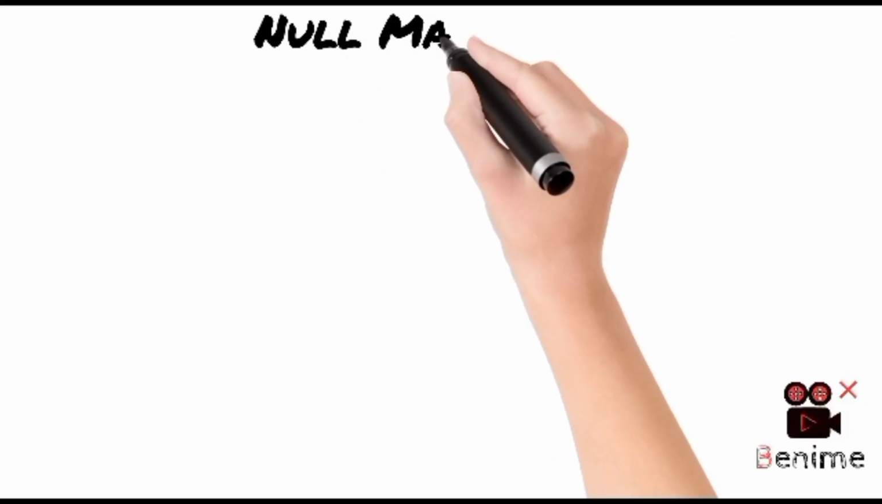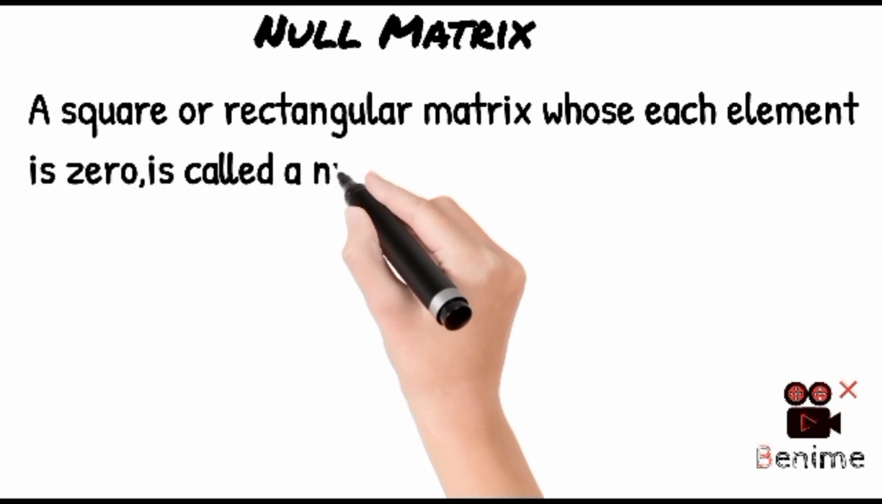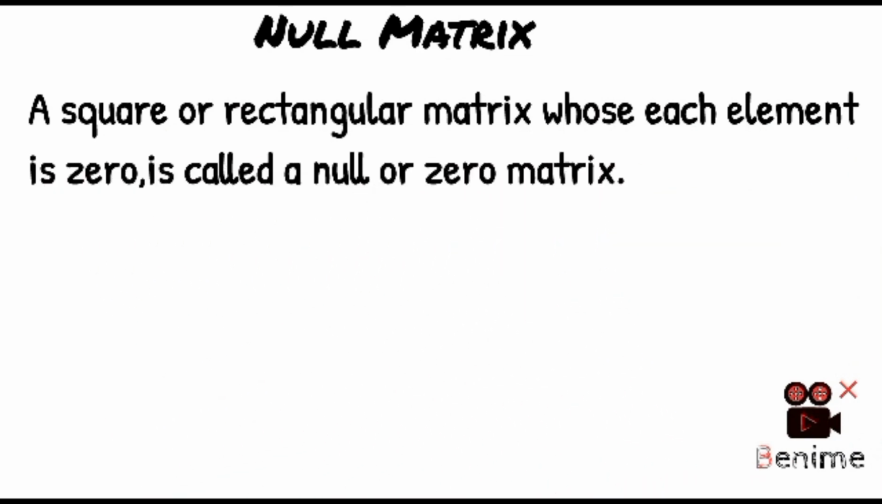Null matrix. Null matrix is a matrix whose elements are 0, whose all entries are 0. Now, there is no such condition that a matrix must be square. It may be square or rectangular.